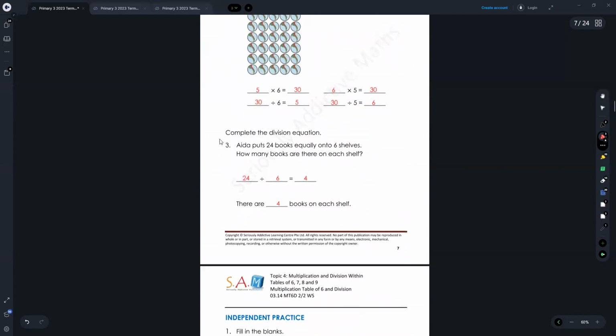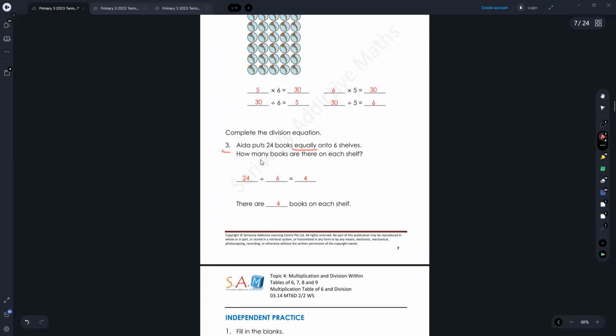This is a division word problem. Aisha puts 24 books equally into 6 shelves. How many books are there on each shelf? Without prompting, students sometimes may be tempted to write multiply. So get them to think about the word. When they see the word equally, that's division. Multiplication will not have equally in that sense.